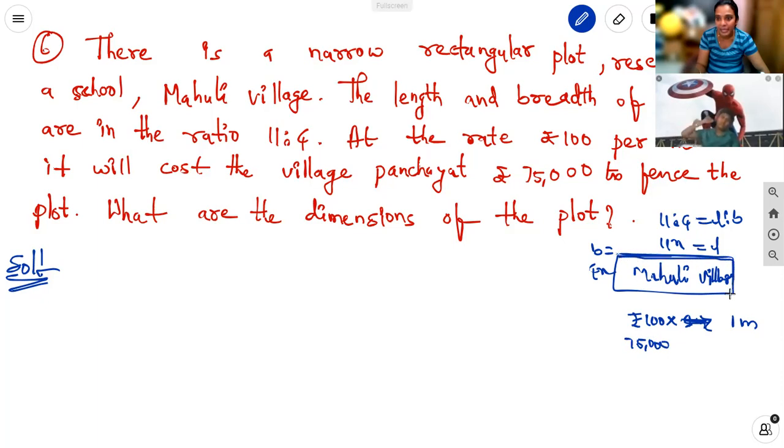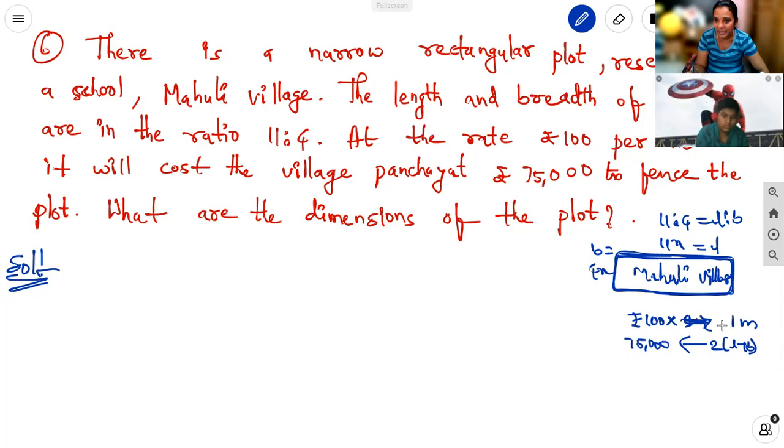Fencing means the perimeter of the rectangular plot. So rectangle perimeter equals 2 into (L plus B). What is the total length? 2 into (L plus B). The total cost is that into 100 rupees, equal to 75,000. We are taking the total cost of the perimeter as 75,000 rupees.